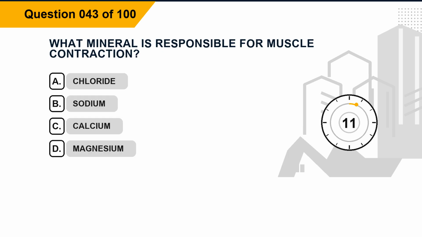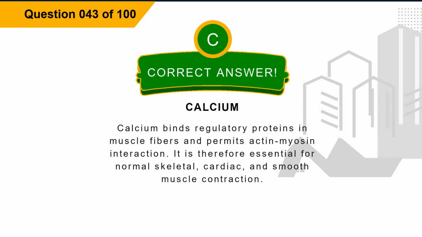Question 43. What mineral is responsible for muscle contraction? Option A, chloride. Option B, sodium. Option C, calcium. Option D, magnesium. The correct answer is option C, calcium. Explanation: calcium binds regulatory proteins in muscle fibers and permits actin-myosin interaction. It is therefore essential for normal skeletal, cardiac, and smooth muscle contraction.